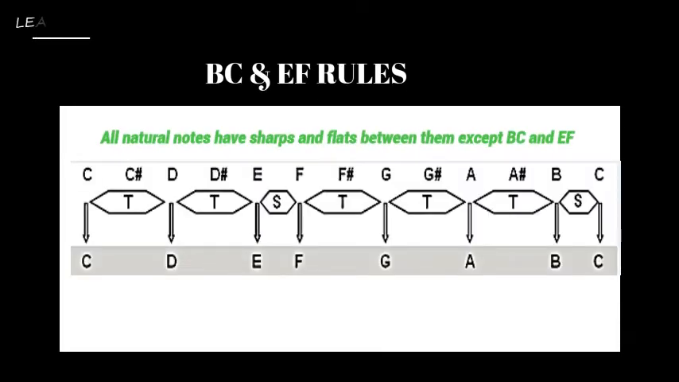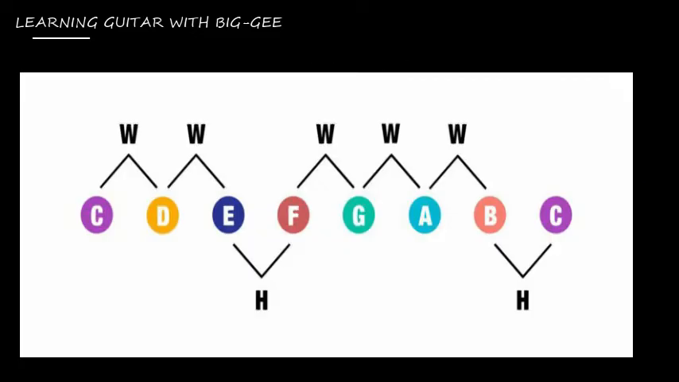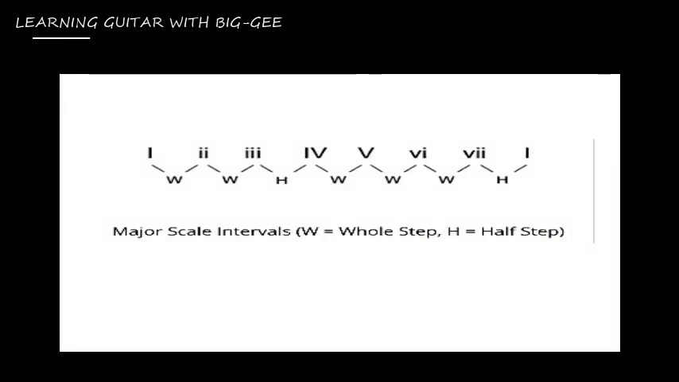The B, C, and F rule. All natural notes have sharps and flats between them except B, C and F. C, D, E, F, G, A, B, C. Stepping up from B, we lead to C. Stepping down from F, we lead to E. This is applicable to all keys.